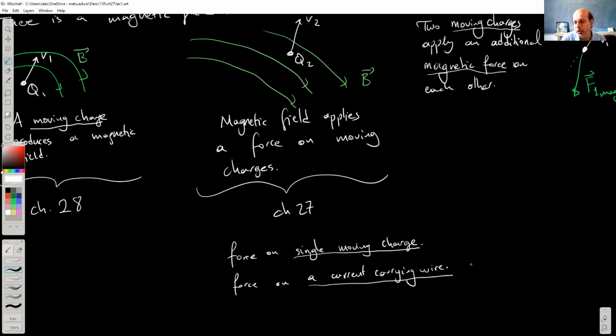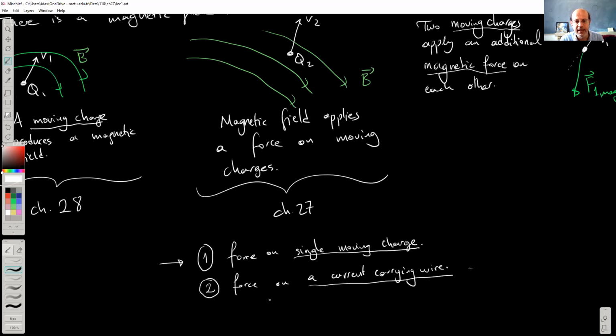Somehow the book starts with the second one. They first discuss the magnetic force applied on a current carrying wire. I think conceptually, the force on a single charge is a little bit more fundamental. We will first define the magnetic force with this, and then deduce the magnetic force expression on a current carrying wire, because a current is essentially a lot of moving charges. So that is my second topic. As a result, I'll start with this.